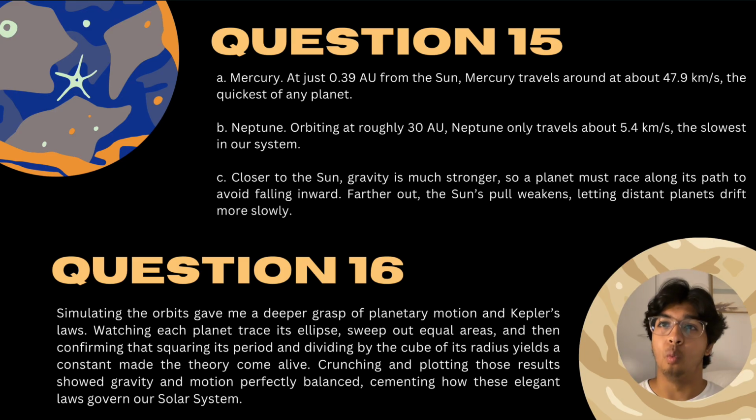Question number 16. What did I learn from this experiment? Simulating these orbits gave me a deeper grasp of planetary motion and Kepler's laws. Watching each planet trace its ellipse, sweep out equal areas, and then confirming that squaring its period and dividing by the cube of its radius yields a constant made the theories come alive. Crunching and plotting these results showed gravity and motion perfectly balanced, cementing how these elegant laws govern our solar system.